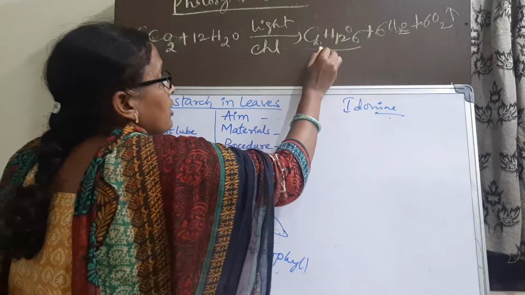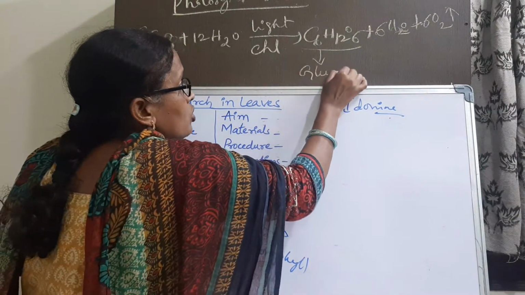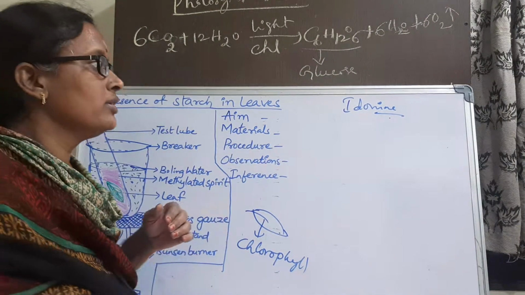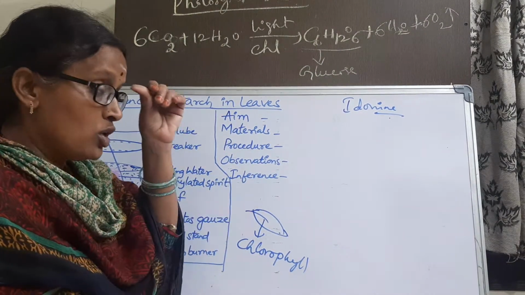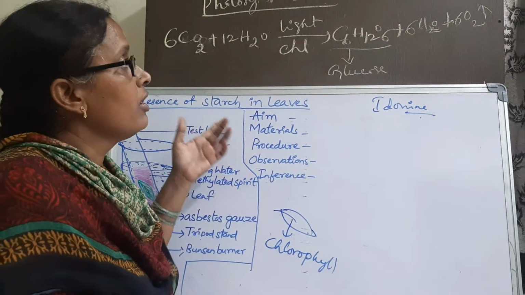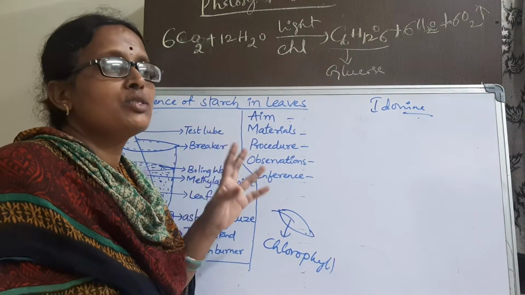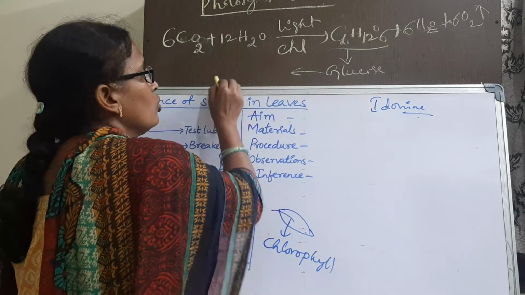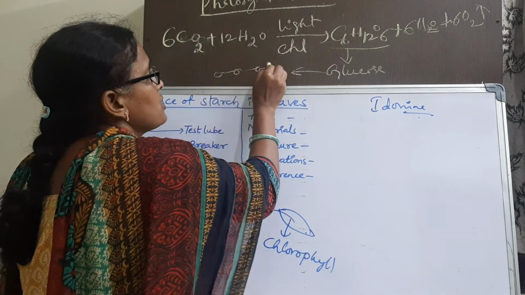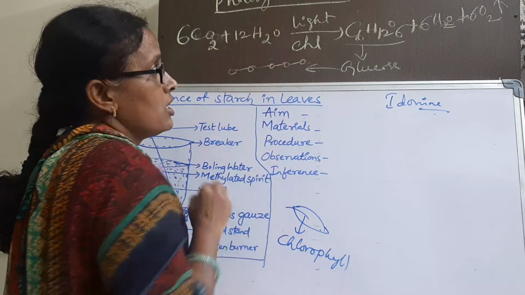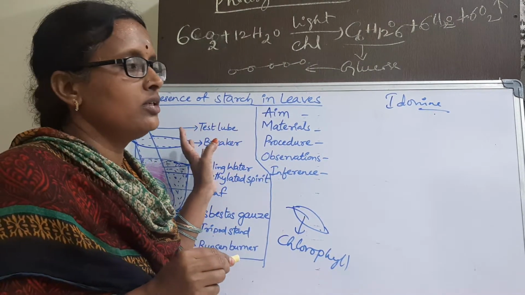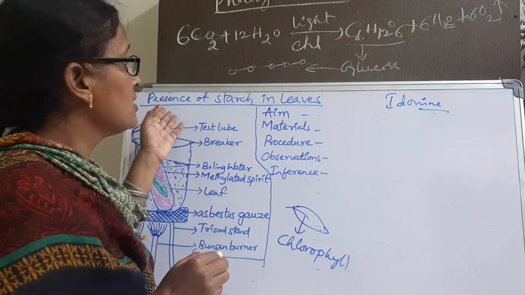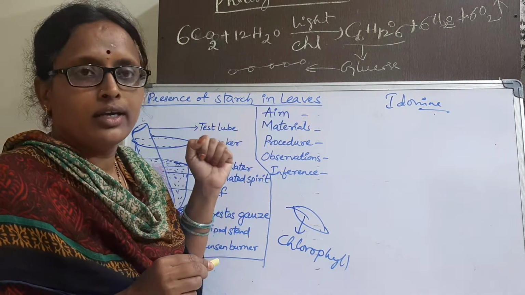So this is the glucose. Glucose is prepared by the process of photosynthesis and it is stored in the green leaves. Now we are going to test whether the leaves contain starch or not. Starch is another form of glucose. Several glucose molecules together form starch. Now, by doing a simple activity, we are going to test for the presence of starch in the leaves.